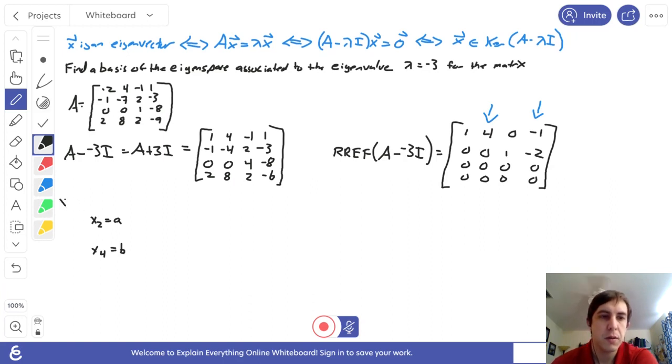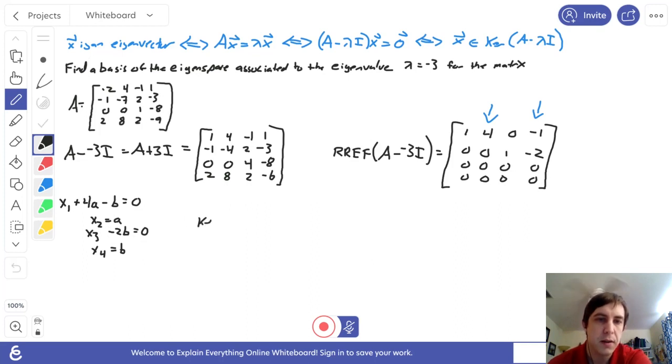And now our first row says x1 plus 4x2. Well, x2 is a, so I'll go ahead and write an a there. And then minus x4, which was b, should be equal to 0. Our second row says x3 minus 2 x4s. x4 was b, should also be 0. So now if we just look at our first and second equations and solve them for x1 and x3, we'll have x1 is -4a plus b, x2 is a, x3 is 2b, and x4 is b.